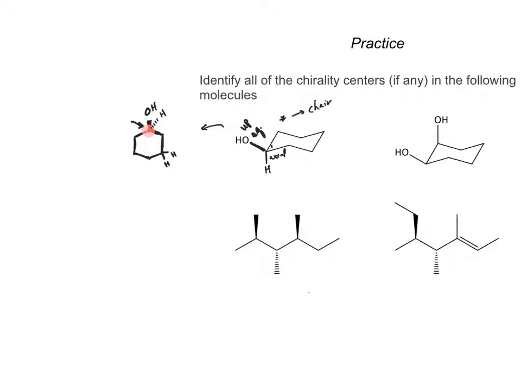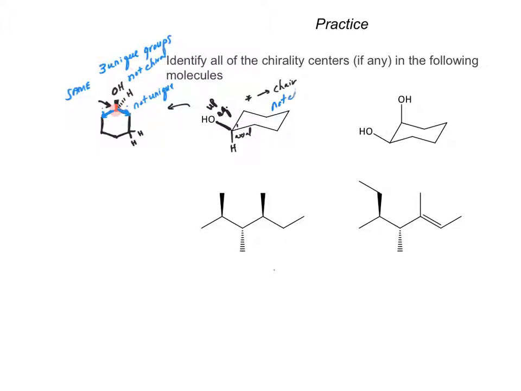Now the question is, is this way around the ring any different than this way around the ring? When we go left and go right, these two paths are the same. We don't encounter any differences whatsoever, so they are not unique. They are essentially the same group. So we only get three unique groups at this center, and because of that, this is not chiral. Achiral, not chiral.